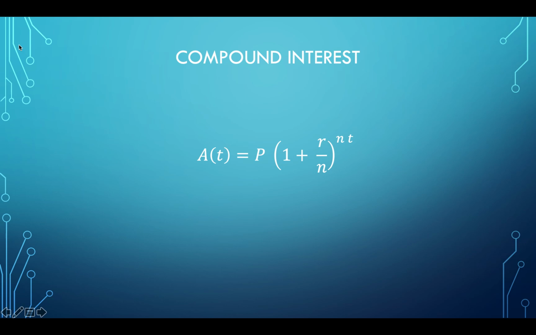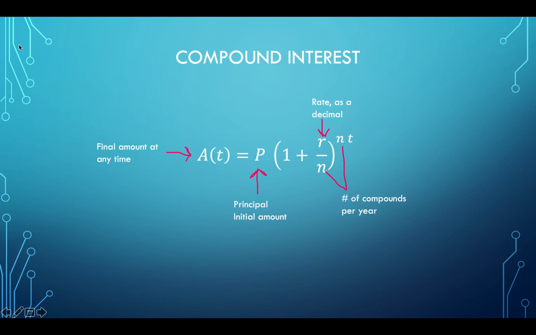So we have compound interest. The formula for compound interest is as follows. A(t) is equal to P times, in parentheses, 1 plus r over n, close parentheses, raised to the n times t power. A is equal to our final amount at any given time. P is equal to the principal, which is the initial amount. r is equal to the rate as a decimal. n, it's in two places in this formula, is the number of compounds per year. And t is equal to our time in years.